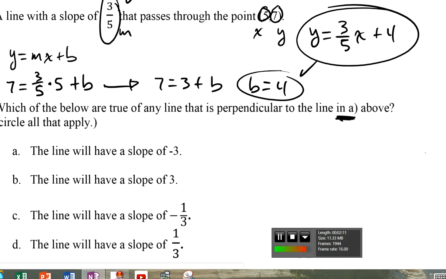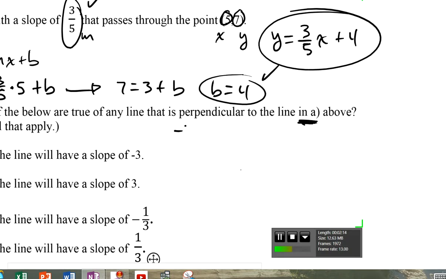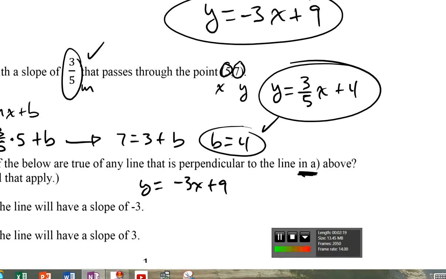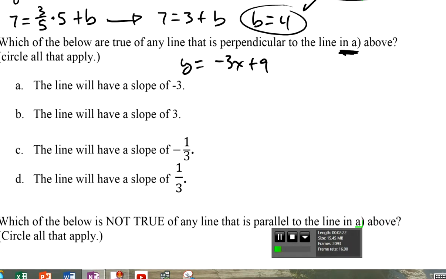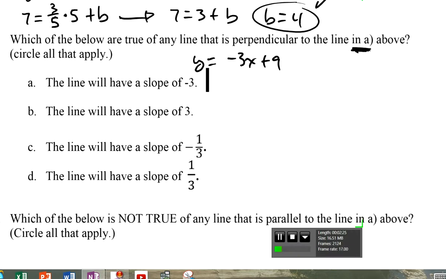Okay, now C and D both refer to part A above. So let me just write it here. It was -3x plus 9. That was the equation for A above. And it says, which of the below are true to any line perpendicular to line A above? So let me just ask you this. If a line was going to be perpendicular to this line, what would be the slope of that perpendicular line, Brandon? Not 3/5. It's this one right here. -3 is the slope. What is it going to be? 1/3. That's great. And it's going to actually be positive 1/3.